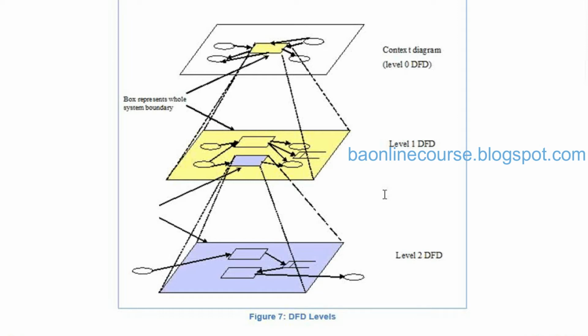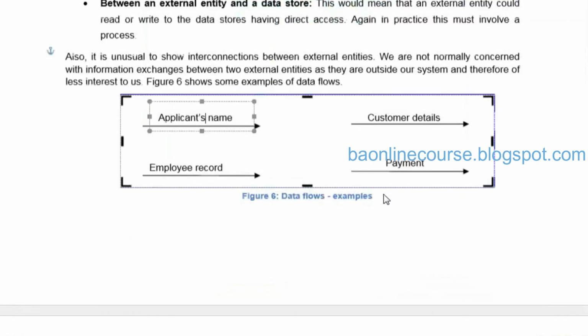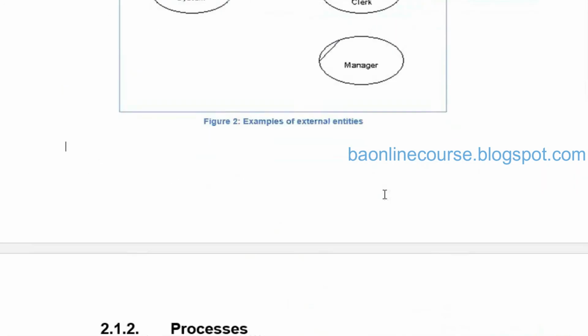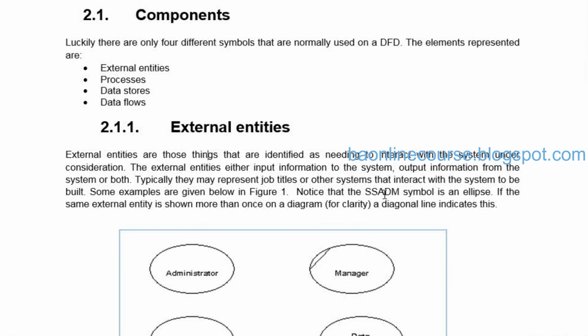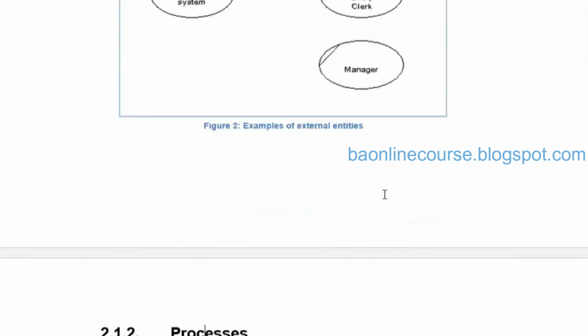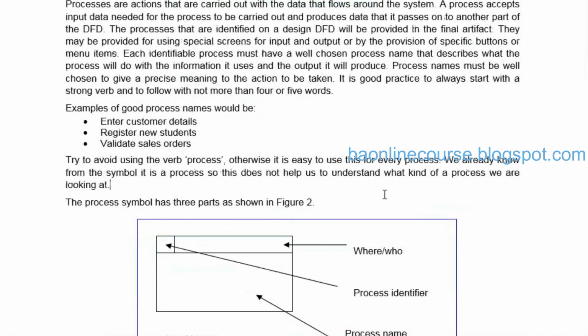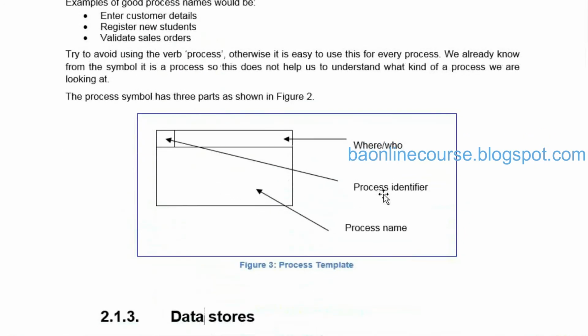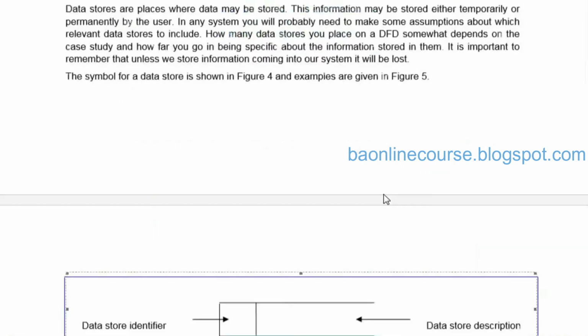So first let's look at some of the components of a data flow diagram. A data flow diagram would primarily have these four components. The external entities are the people who are using the system. We represent that using this elliptical symbol. Then there are processes. So any activity which is happening in the system is shown using this process box. It's a rectangular box, and then you will mention the name of the process in that, and also give an identifier to it.